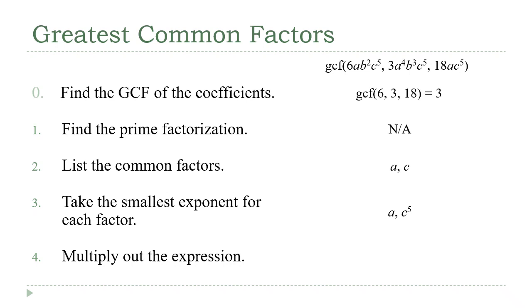And then we're ready to get the final answer. I'm going to take the greatest common factor I found of the coefficients up in step 1. I'm going to multiply that by the things that I came up with in step 3. And I get the final answer, 3ac to the fifth.